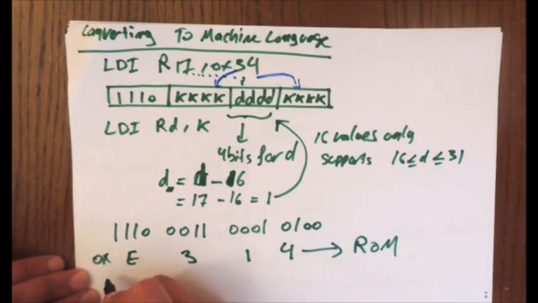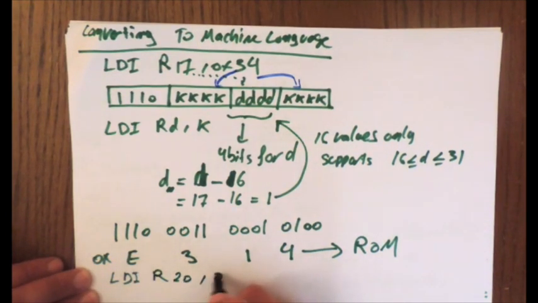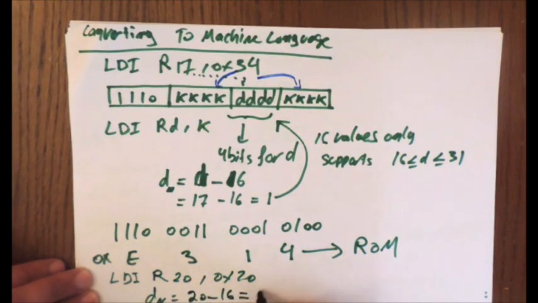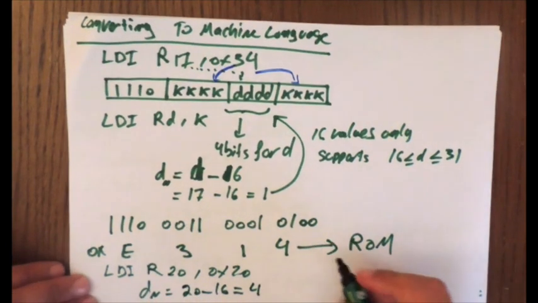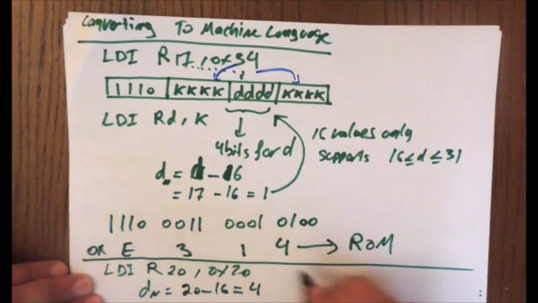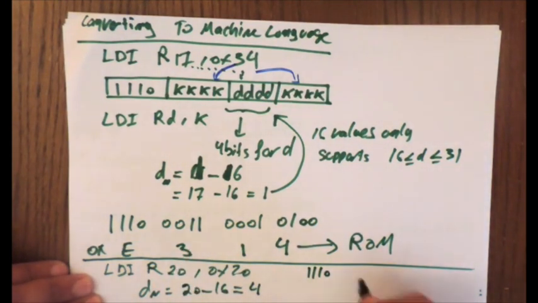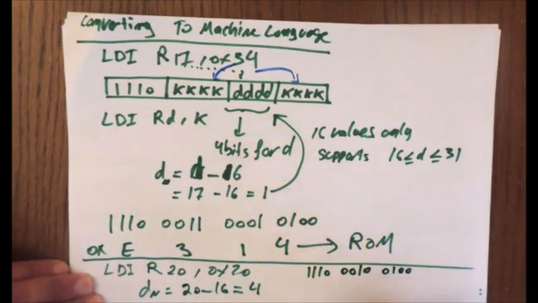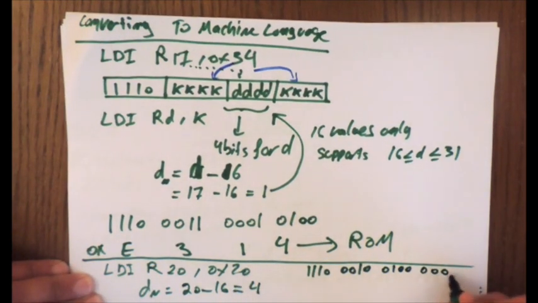So if you have LDI R20 0x20, here the new D will be 20 minus 16, which is equal to 4. Now the machine language will be the same: 1110. This stays fixed. Now I have 2 instead of 3, so 0, 0, 1, 0. Then I need to put 4: 0, 1, 0, 0, and then the zeros here.